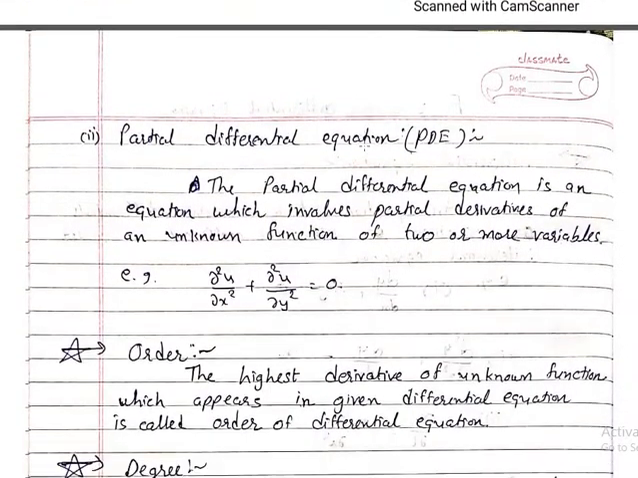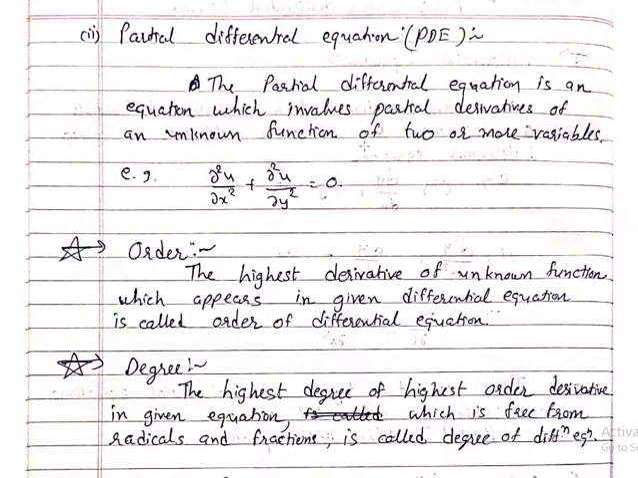Same manner, partial differential equation. The partial differential equation is an equation which involves partial derivative of unknown function of two or more variables. That means a function which contains more than one variable. So you have more than one independent variable. Okay, that means it may have an independent variable x, y, z, t, anything.